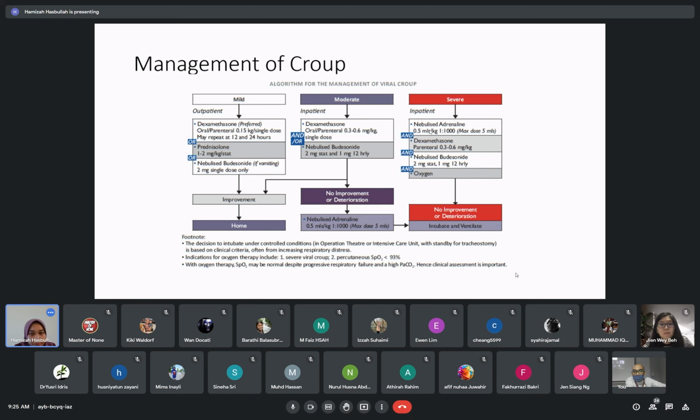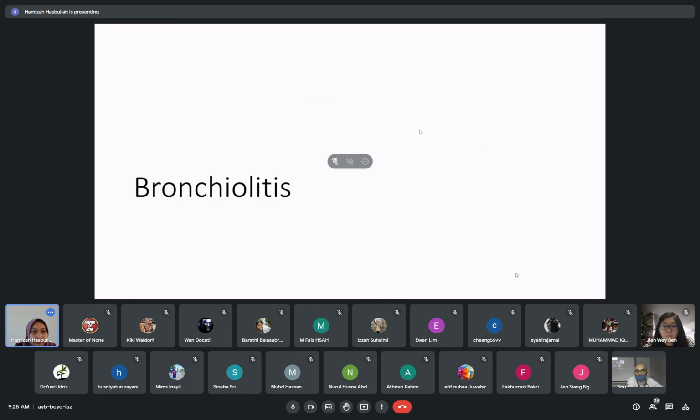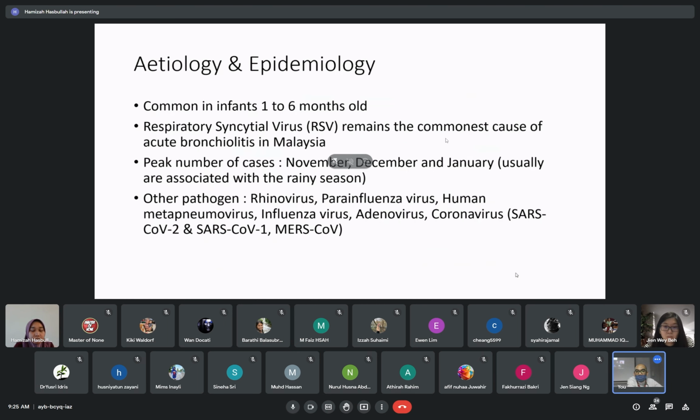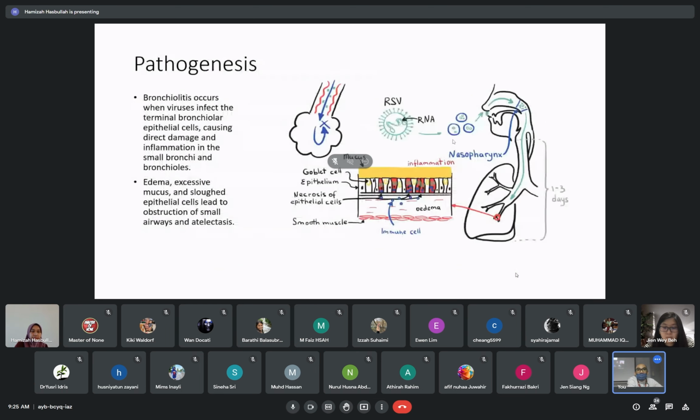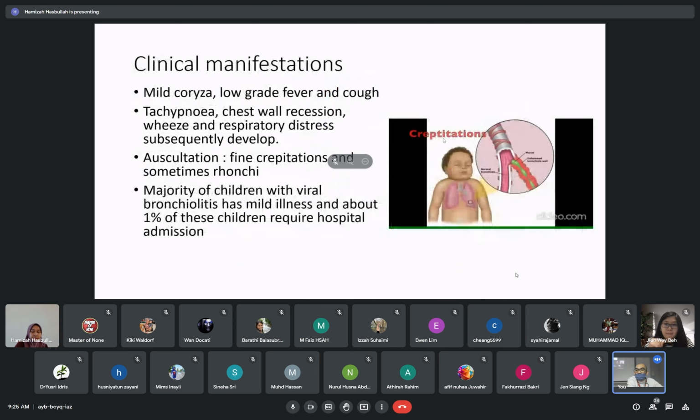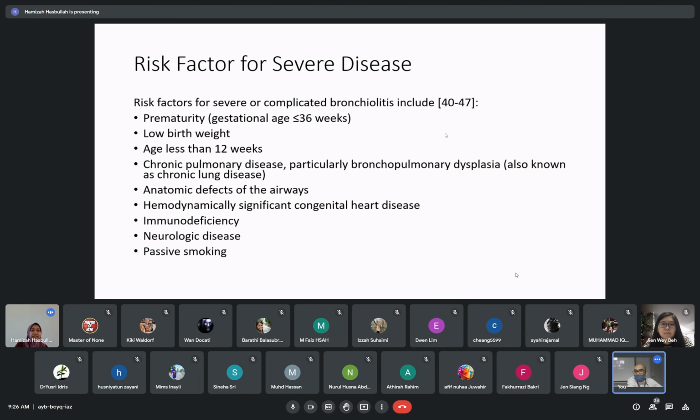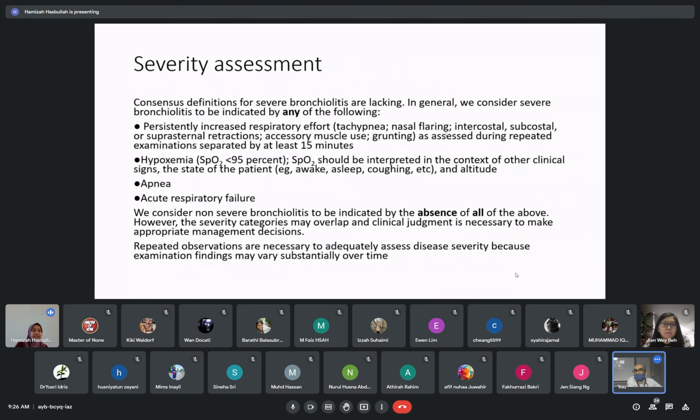Okay, next, Hamizah, bronchiolitis. Any questions from the audience? Or anybody want to add anything from the floor here? Dr. Isa ada soalan? Discharge with safety net advice tu apa maksud dia? Okay. Tadi Hamizah, you want to try to answer? Safety net advice, yeah.